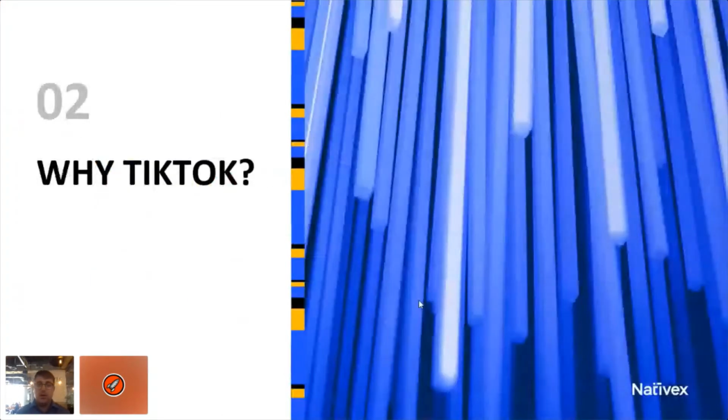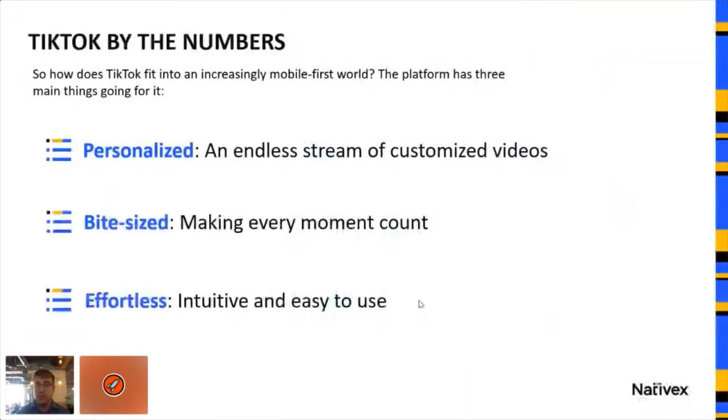So why TikTok? Why are we discussing TikTok in general, obviously? I guess there are three main reasons. One is the personalization of the platform, which means an endless stream of customized videos available. Two is making sure every moment counts and that the videos are bite-sized. Actually, they're quite small on the platform. And the last one is the fact that the UI of the platform is effortless, meaning you are able to use it intuitively and very easily.